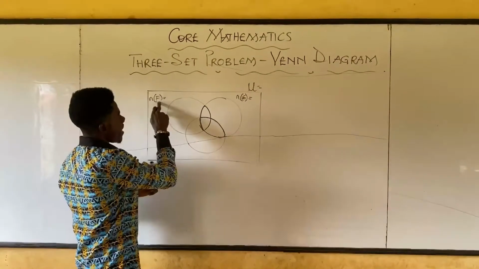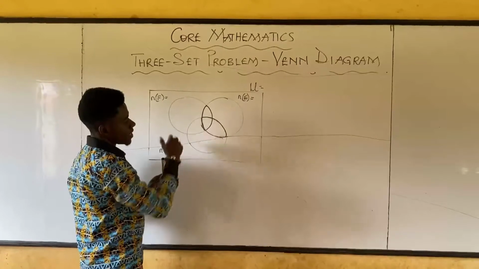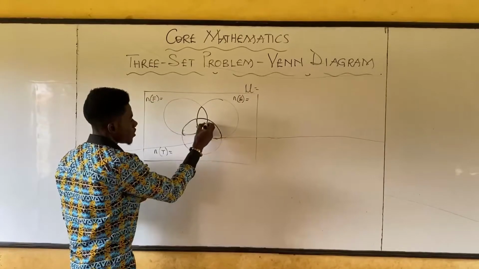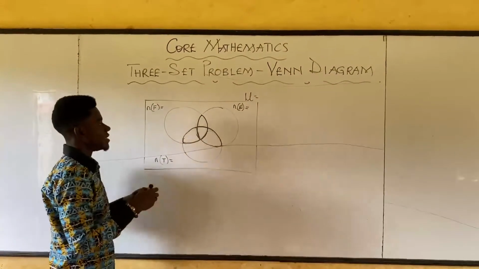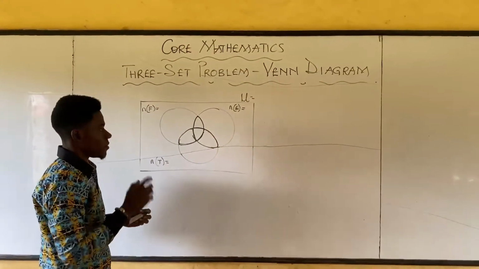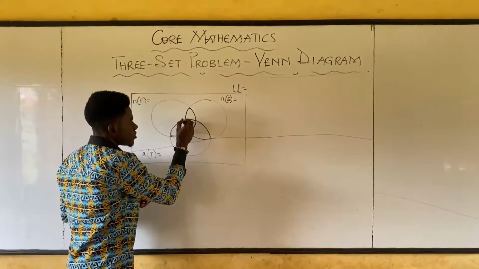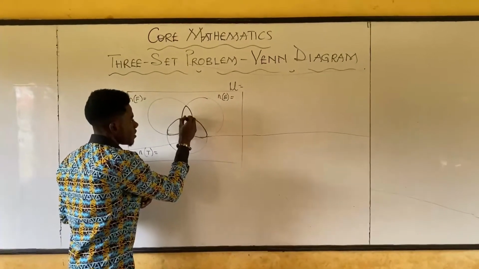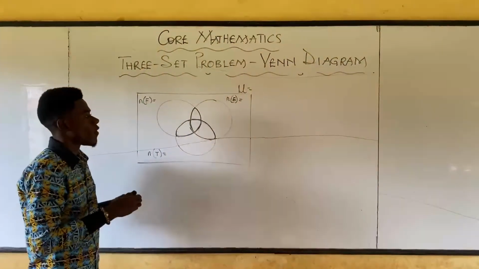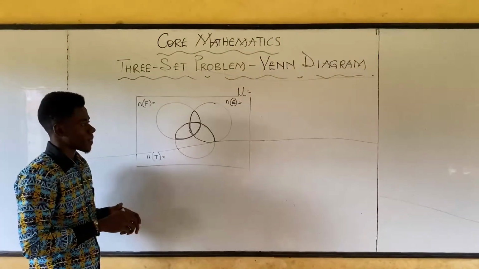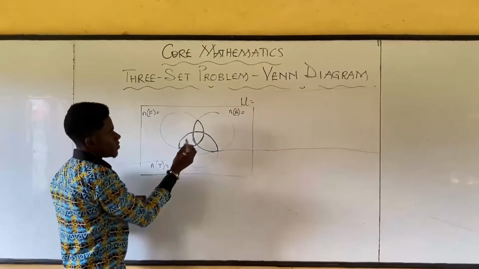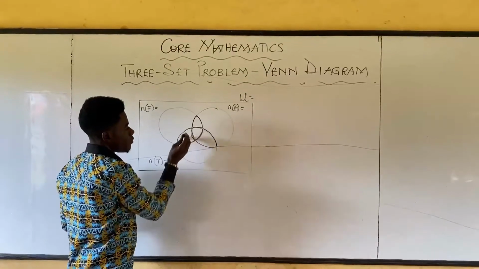Again, F and T are also intersecting, and they are intersecting at this region. There is a small portion here. This region serves as the intersection for all the three sets, the intersection of F, E, and T. If you take this one out, you are going to have other three portions.